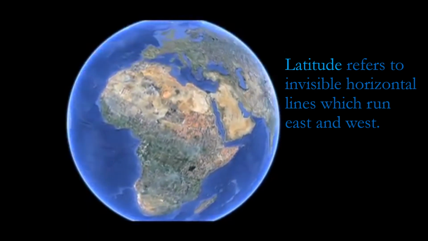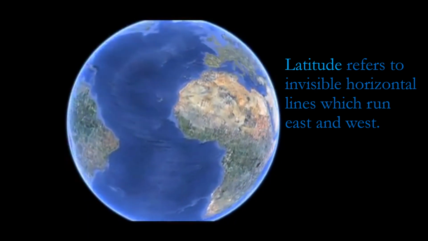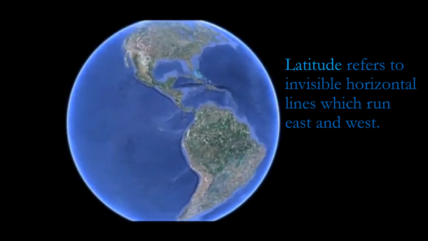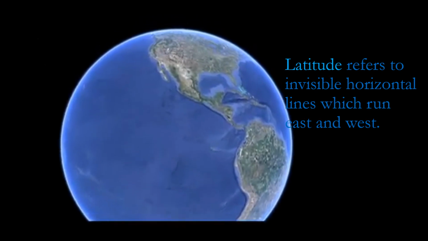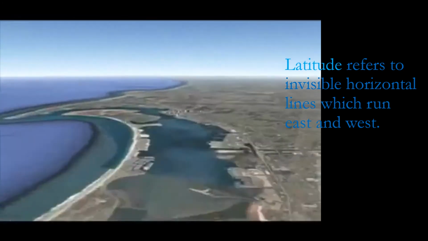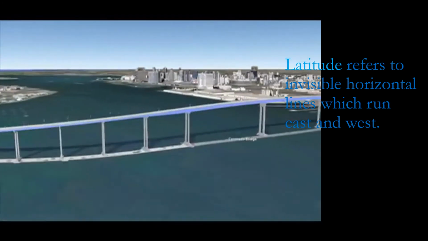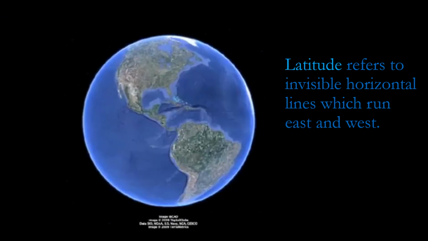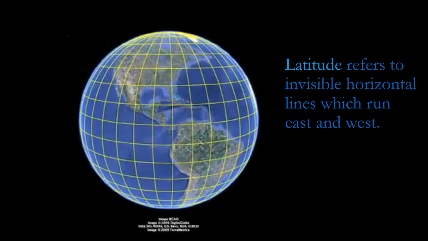If we just look at a globe, it's pretty hard to say where something is located, especially if it's out in the middle of the ocean. So we've used this system of latitude and longitude, these horizontal and vertical lines that make it very easy for us to find a point. Latitude refers to invisible horizontal lines which run east and west. Okay, so it makes it very easy for us, almost like the game Battleship if you've ever played it, to find something.